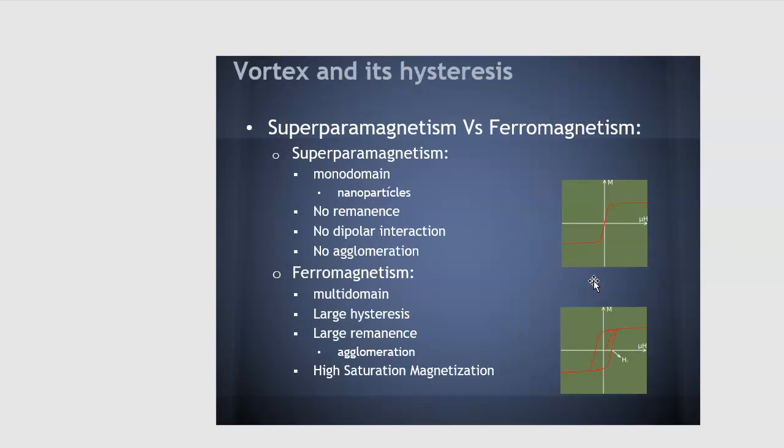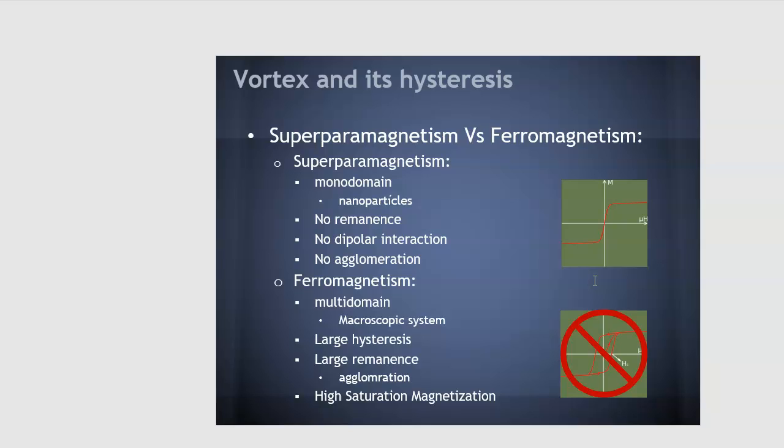And if we compare superparamagnetism versus ferromagnetism, we can say in case of superparamagnetism we have monodomain nanoparticles, we have no remanence, we have no coercivity, no dipole interaction, no agglomeration. However, in case of ferromagnetism, we have multi-domain particles, we have larger hysteresis, larger remanence, more possibility of agglomeration, and you need a very high magnetic field to saturate the sample.